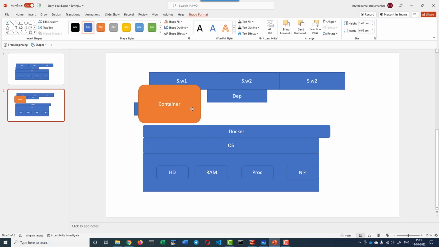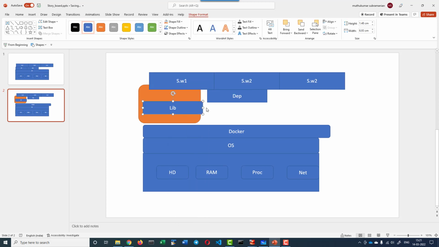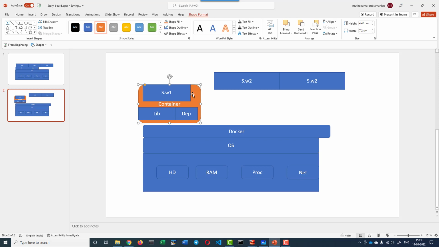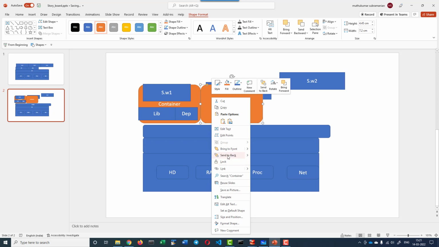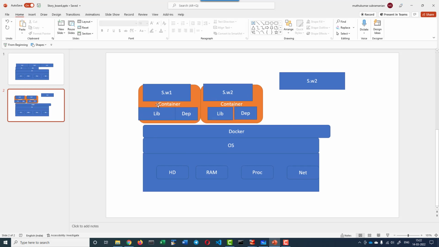So this particular container will be having its own libraries which are suitable for that specific software, and the dependencies. The same way, I may have another container that will be having its own software and the corresponding libraries and the dependencies. In this way, I can have any number of containers running independent of each other, and they don't need to depend on a common library across the operating system.